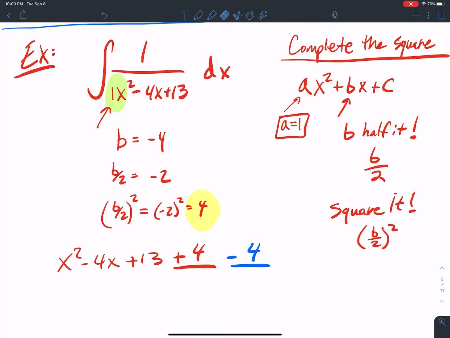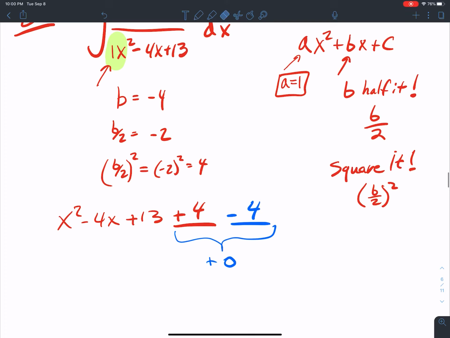So remember whenever I told you all it takes to be a good mathematician is to know how to multiply by a clever 1 and add a clever 0? This is my adding of a clever 0 here, okay? So that's all we're doing when we complete the square. We add a clever 0.